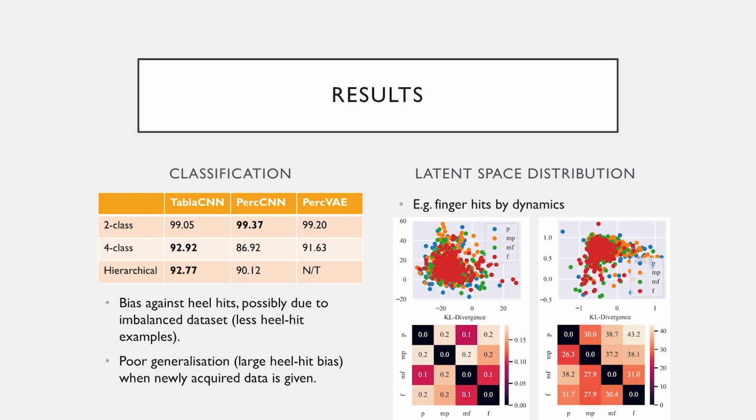In the pictures on the right, you can see the latent space distribution of hits done with the fingers, separated according to dynamics for Perc-CNN and Perc-VAE. We can notice that in Perc-VAE there's a growing KL-Divergence from one dynamics level to others, meaning that the examples are weakly ordered for growing dynamics in a given direction.